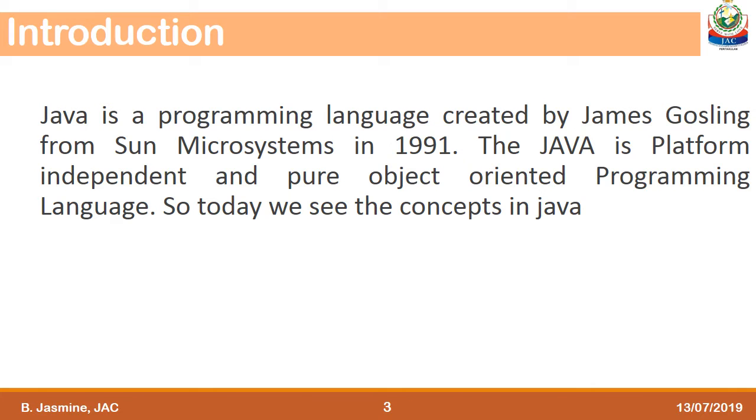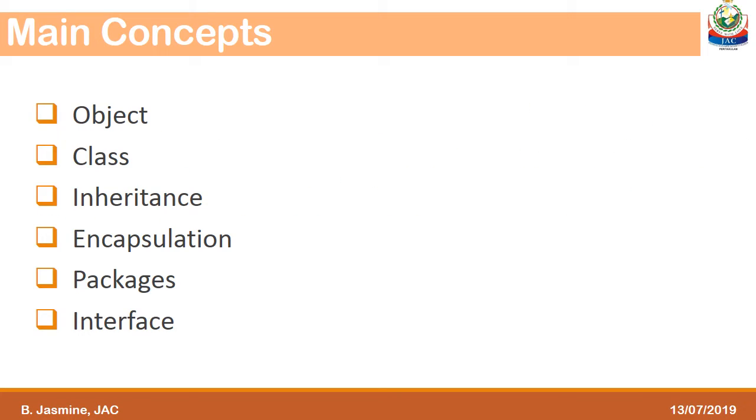Java is a programming language created by James Gosling from Sun Microsystems in 1991. Java is a platform independent and pure object oriented programming language. So, today we see the basic concepts in Java. These are the main concepts in Java: object, class, inheritance, encapsulation, packages, and interface.